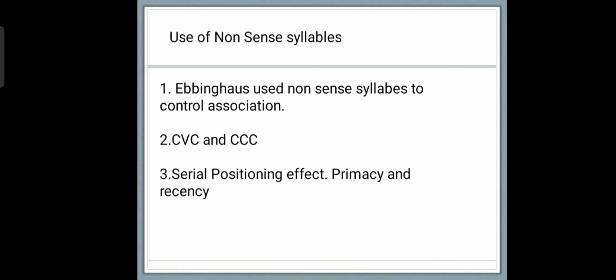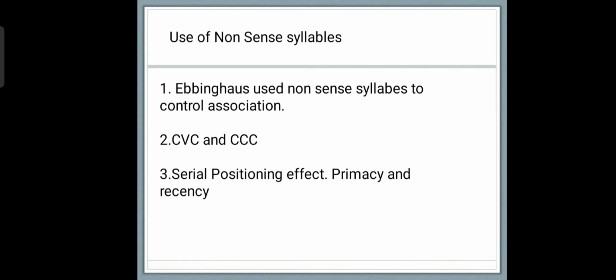Now there are two types of nonsense syllables that we use, CVC and CCC, that is consonant, vowel, consonant, else consonant, consonant, consonant. Now next we will be talking about the serial position effect. What is the serial position effect? When we study a list of elements or a number of elements at a time, it is generally seen that the things that we learn when we start off, just think of a study macro.